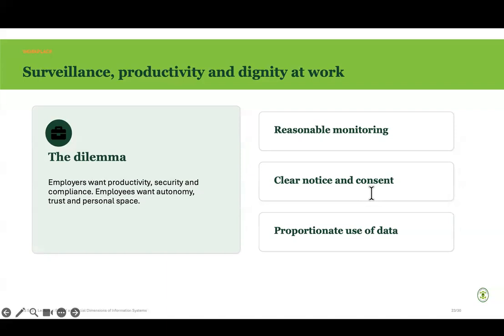But from the perspective of employees, they may have a legitimate interest in what? In their privacy. They may have a legitimate interest in exercising some autonomy, trust, or even dignity. But modern systems are able to monitor whatever we are doing. They can monitor our attendance, our keystrokes, our emails, our calls, our locations, and whatever we are doing.